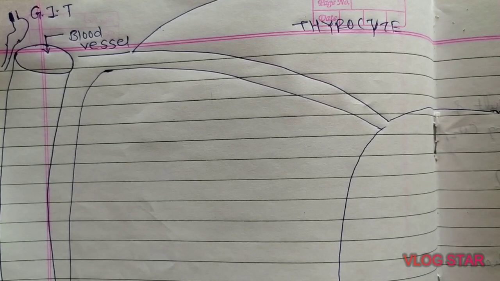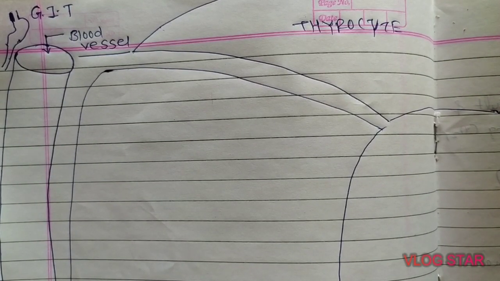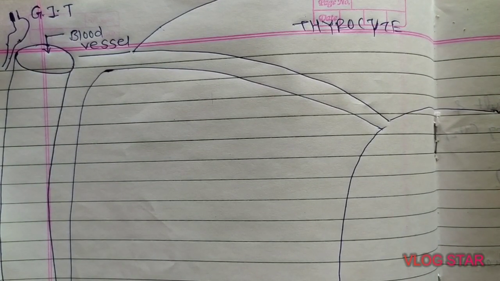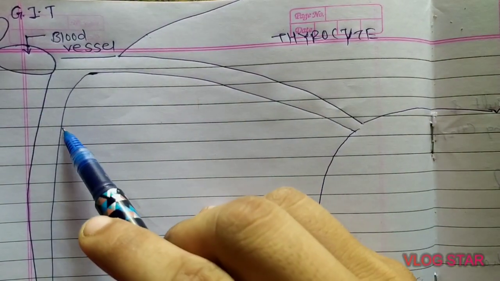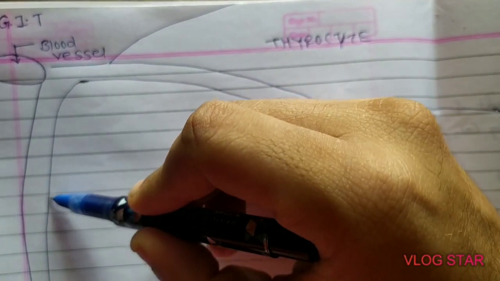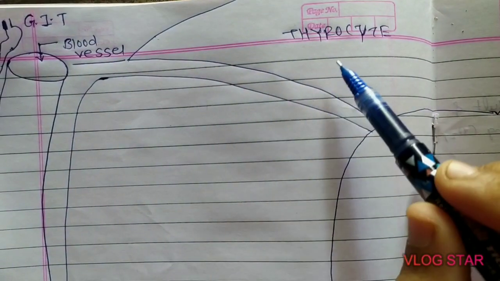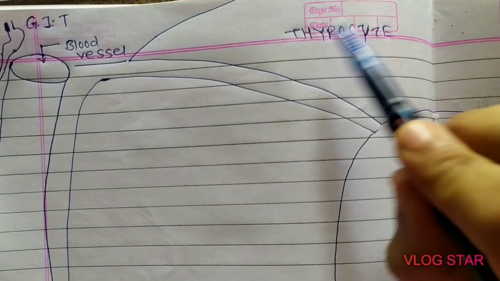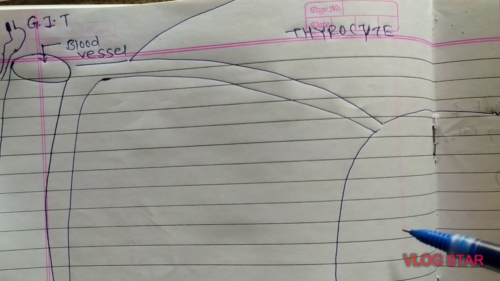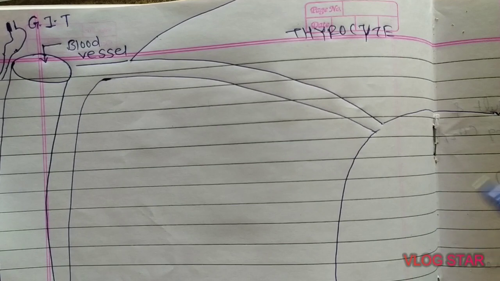So let's talk in brief about the synthesis, storage and final secretion of thyroglobulin and the thyroid hormones. This is the blood vessel, which is present just below the basement membrane. This is the basement membrane of one thyrocyte cell. This is the adjacent thyrocyte cell, and these thyrocyte cells are arranged in a circular fashion, and in between these cells is the lumen of the thyroid follicle.